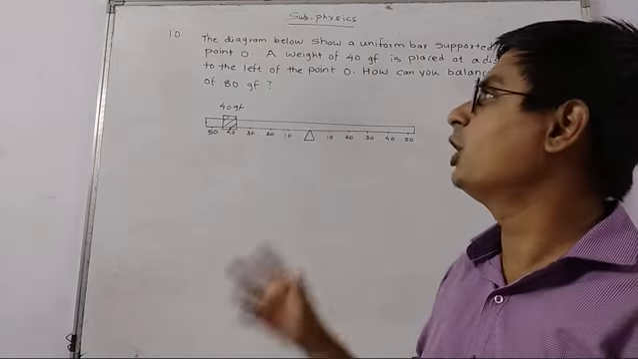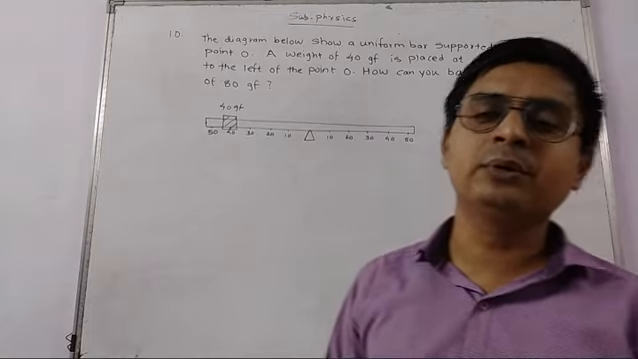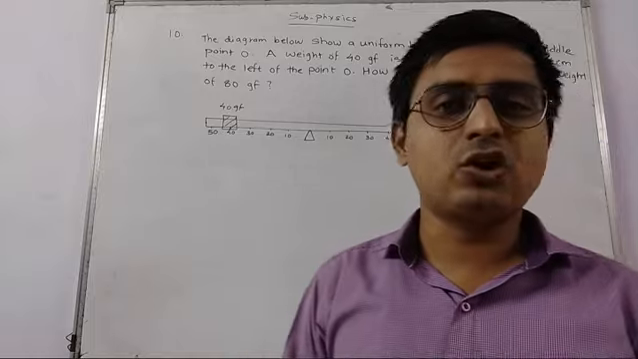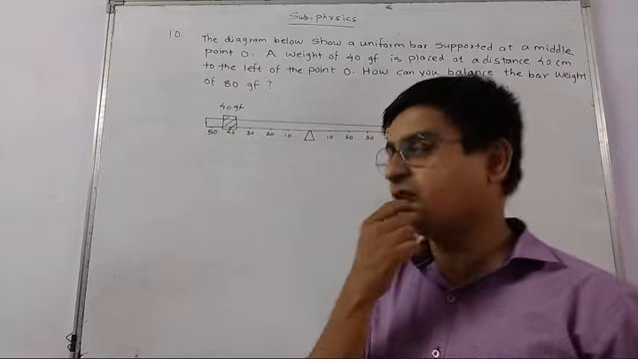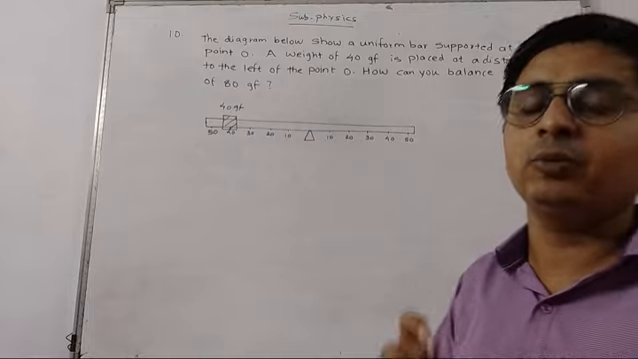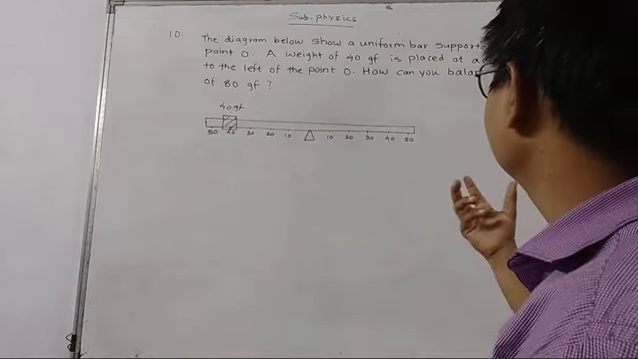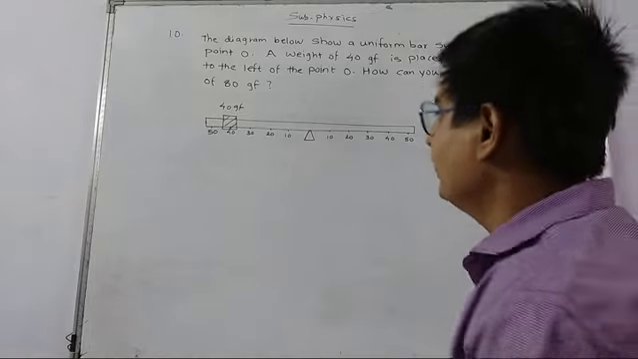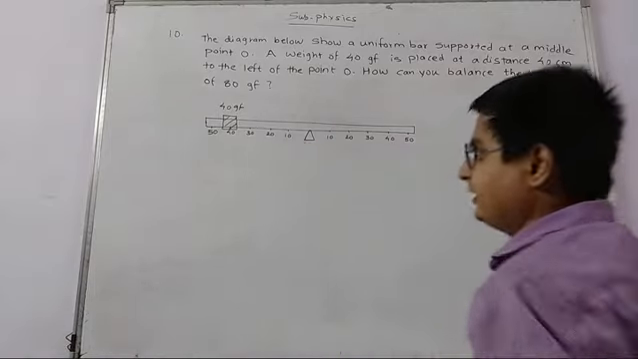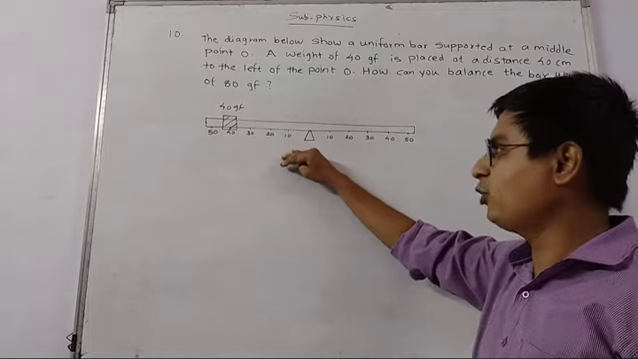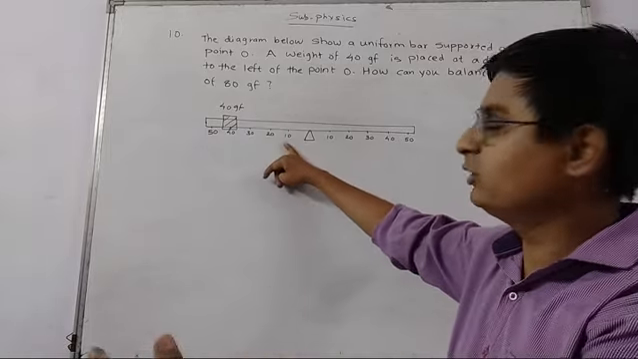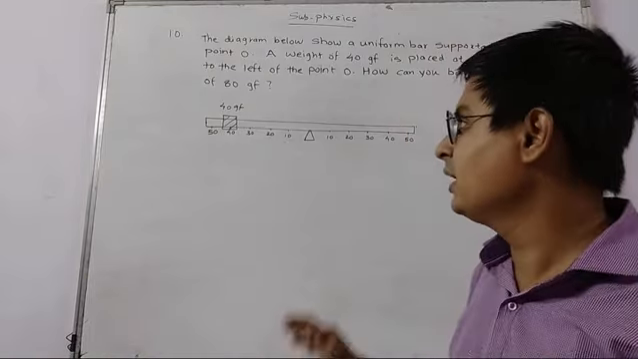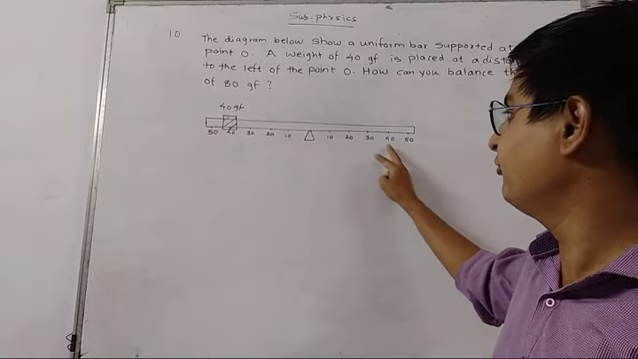Okay students, now we move to another problem, that is problem number 10 in your exercise 1A. The 9th problem we already have solved. Now here what they have given, instead of a meter scale or meter rule, they have given a uniform bar supported at the middle point O. It means this is our pivot point. And now from the pivot point the distances are given to the left as well as to the right, that is 10, 20, 30, 40, 50, and toward the right also 10, 20, 30, 40, 50.